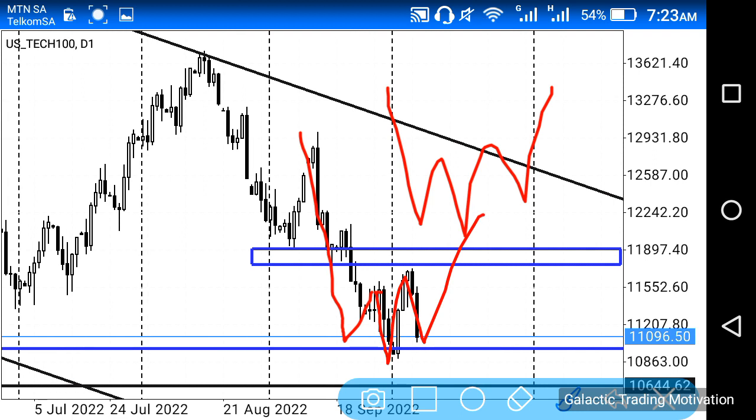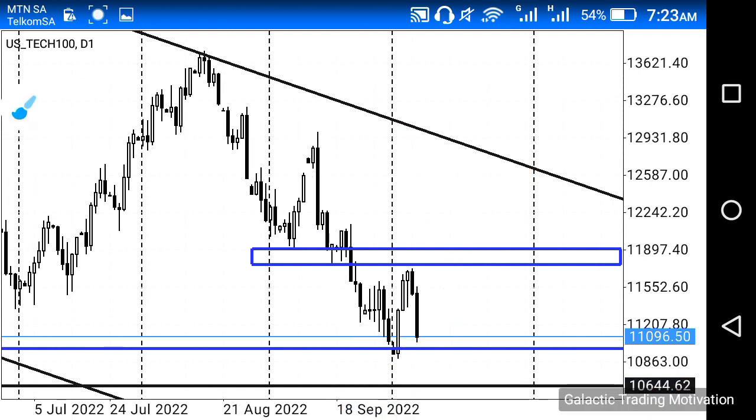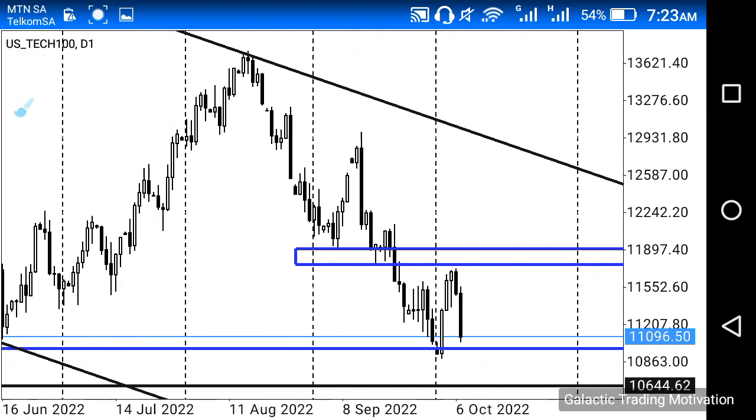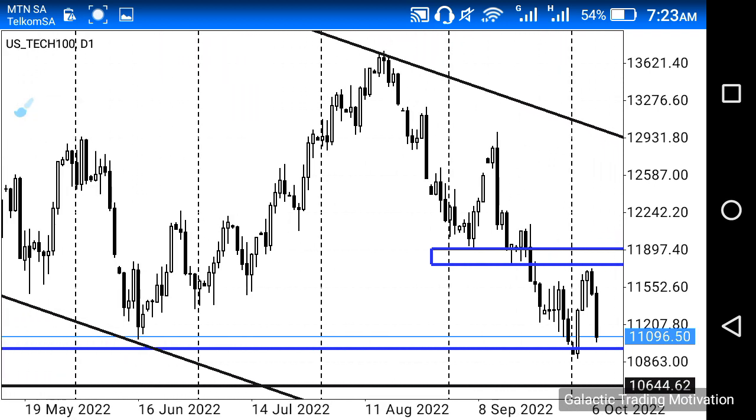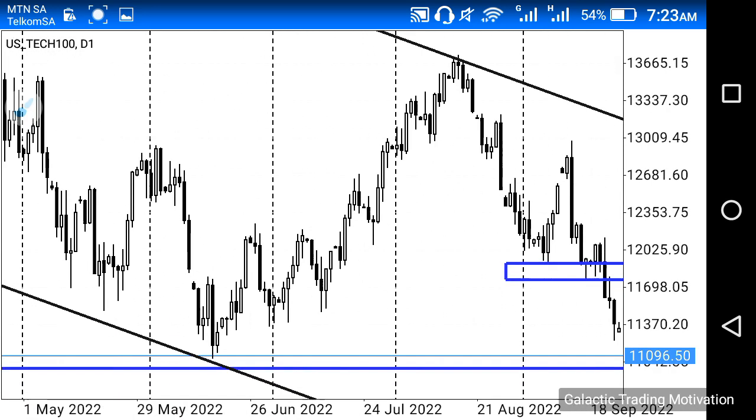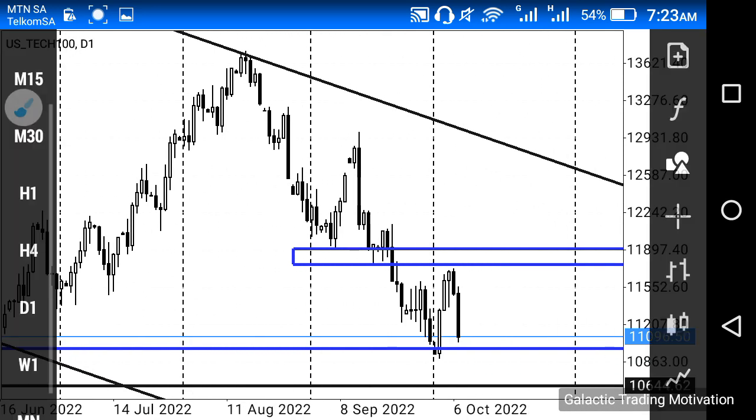However, for this to be confirmed, we need at least one candlestick on this side to close as a bullish candlestick, right? So I'm just showing you what may possibly happen in regards to NASDAQ 100. Other than that inverted head and shoulders pattern, I really don't see much at this point in time. So what I will do now is head down to the H4 chart.